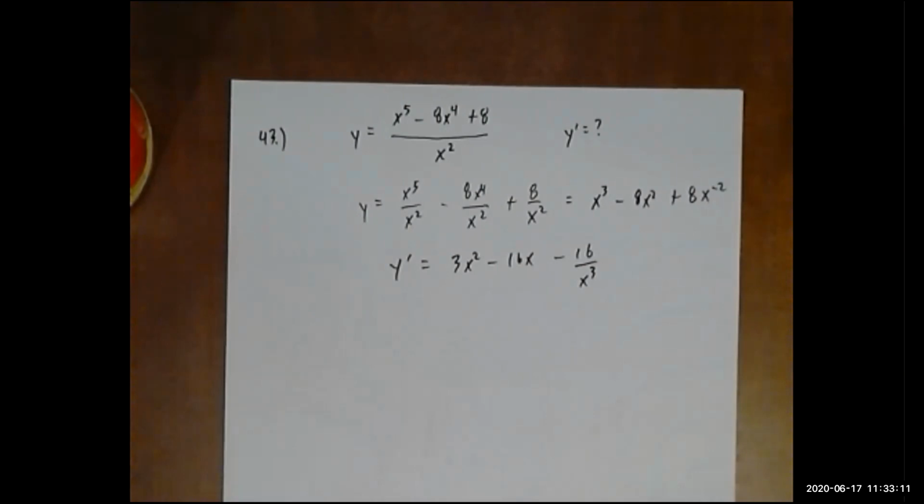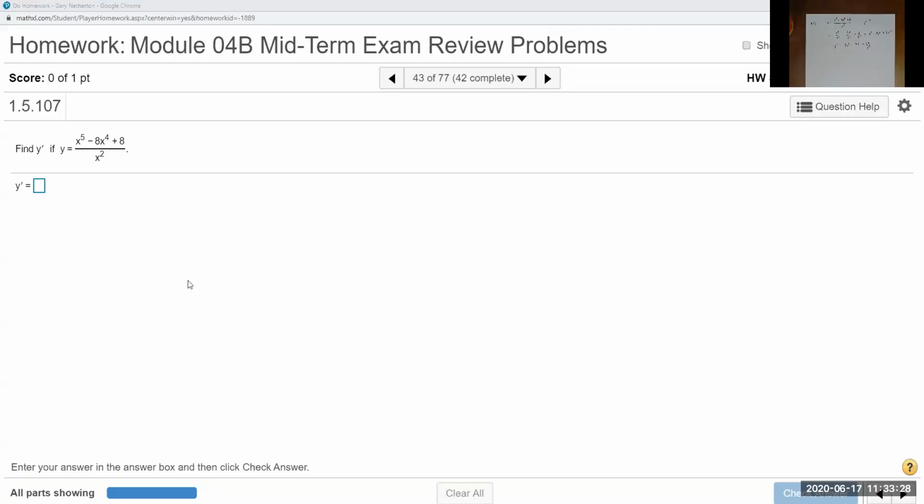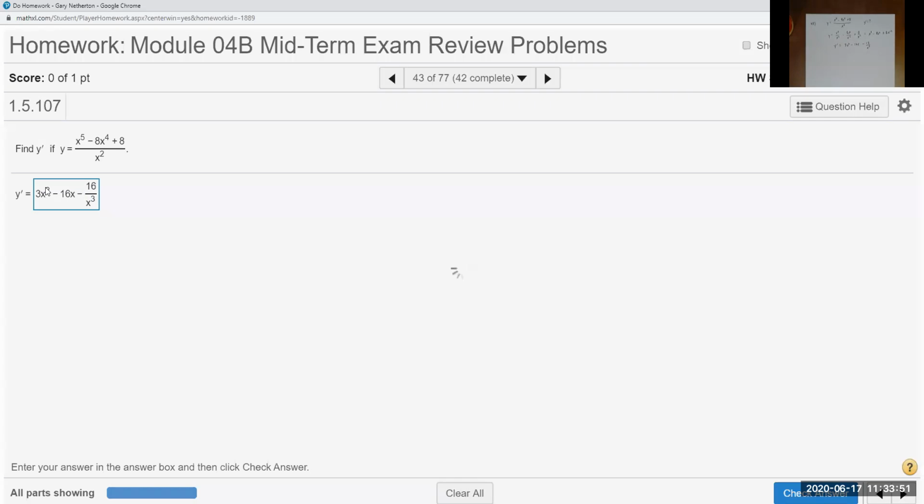Now, if you went ahead and did the quotient rule, you should have gotten the same answer. But I think this way is a lot simpler. So that's the idea there. Sometimes they want you to be smart and find a simpler and easier way to solve these problems. So I have 3x squared minus 16x minus 16 over x cubed. All right.